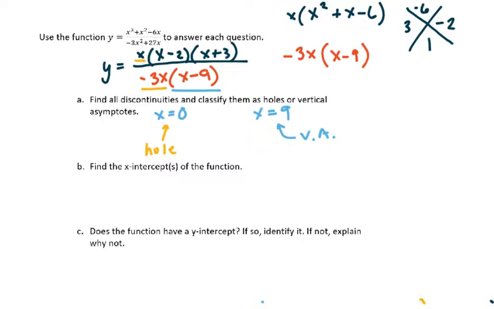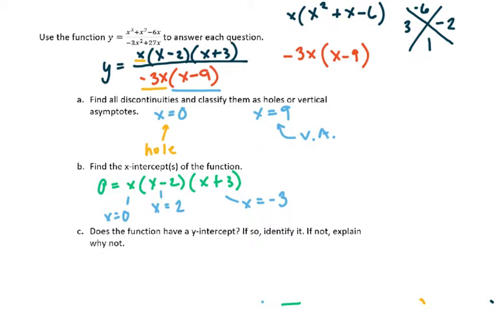We know that x-intercepts occur when y is equal to 0, so we can find our x-intercepts by setting our numerator equal to 0 and solving for x. So we know that our numerator, and therefore our entire function, will be equal to 0 when any of these factors here are equal to 0. So when x is equal to 0, when x is equal to 2, and x is equal to -3. These are the values of x that will make our numerator equal to 0.